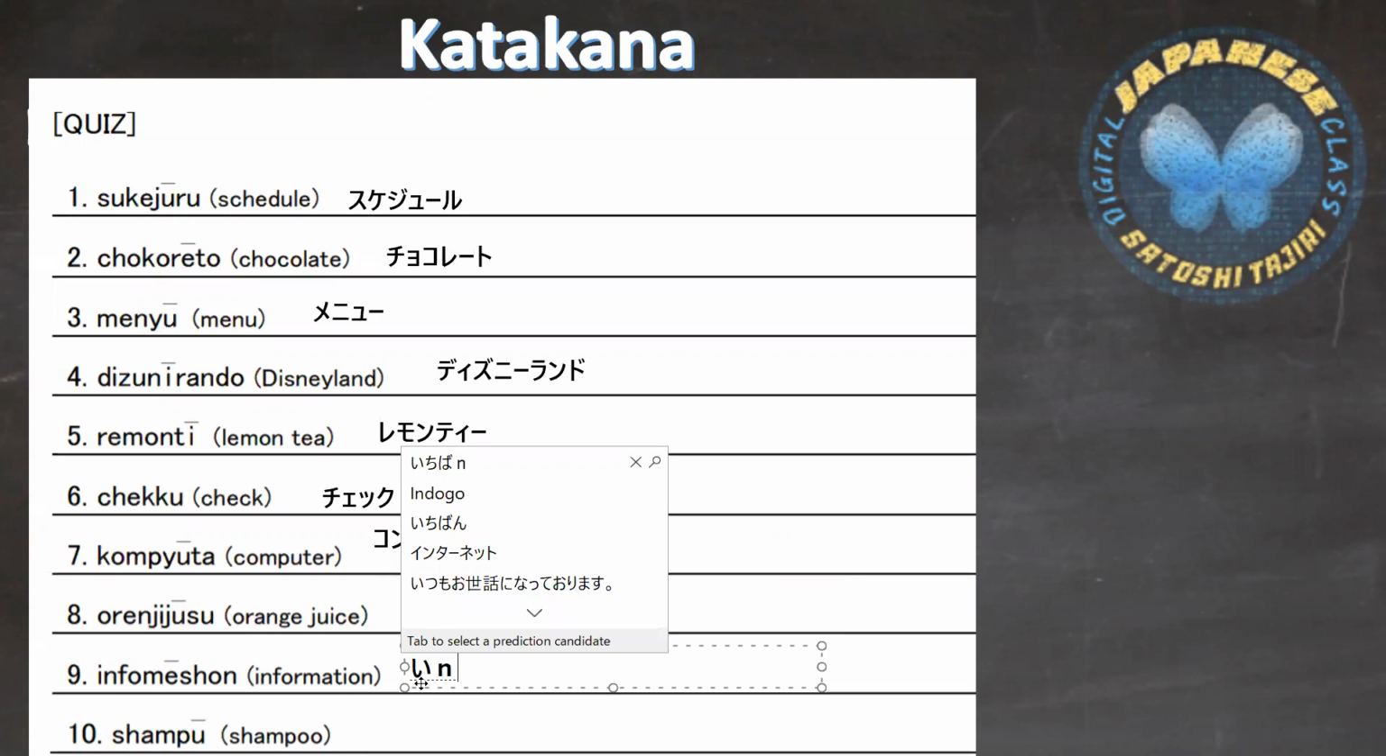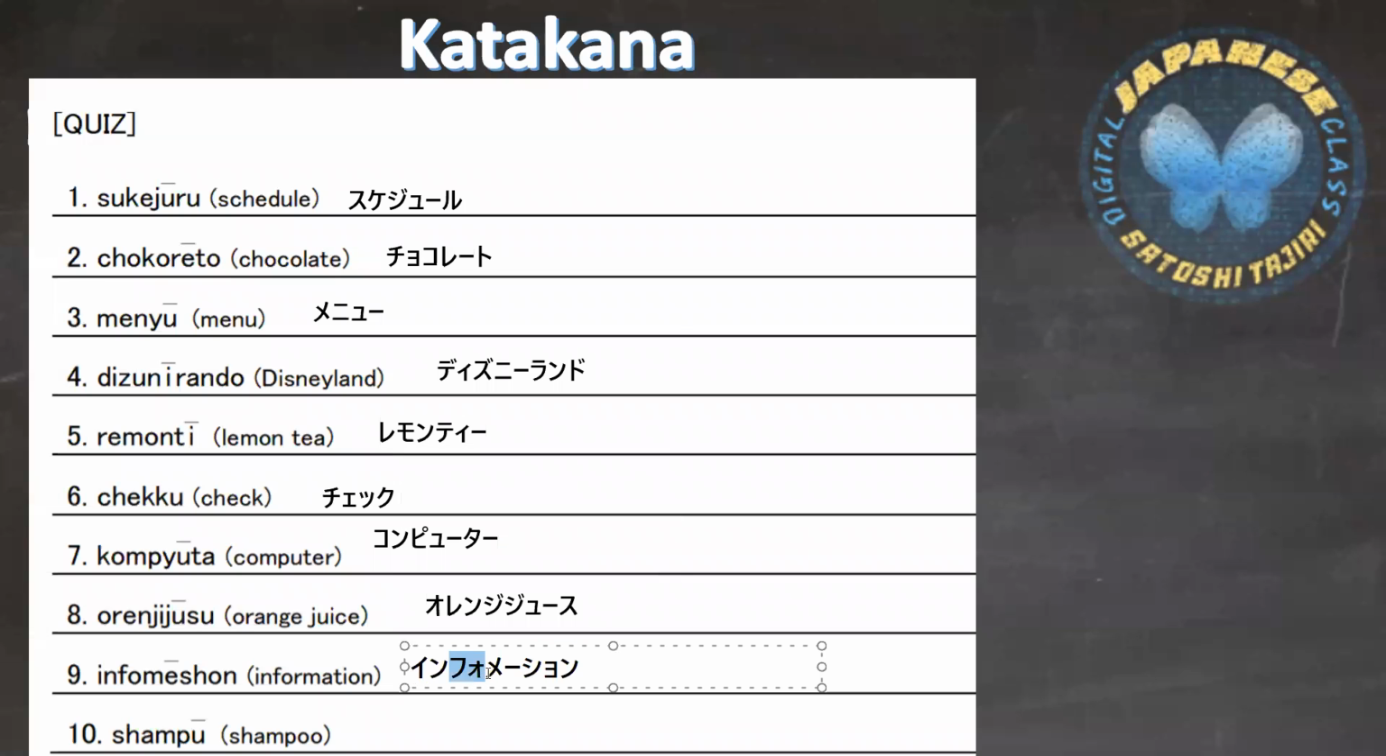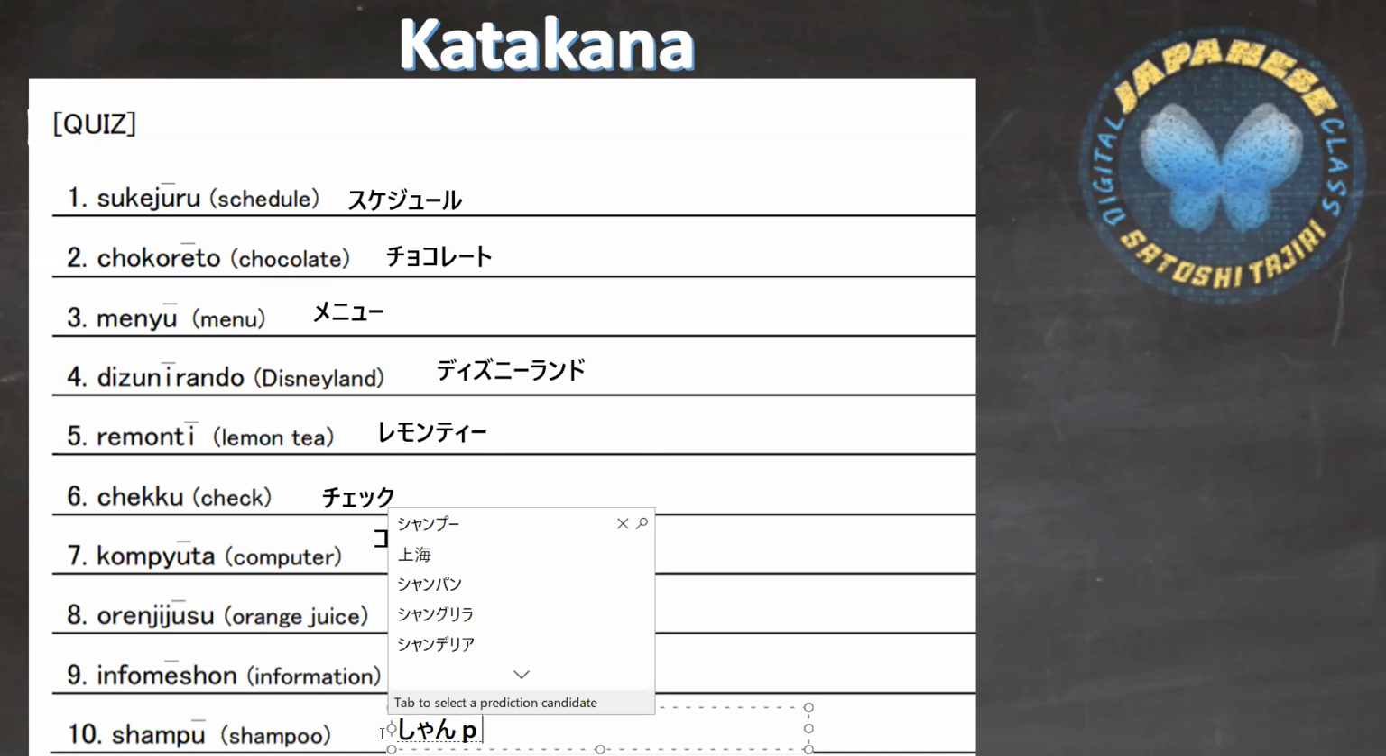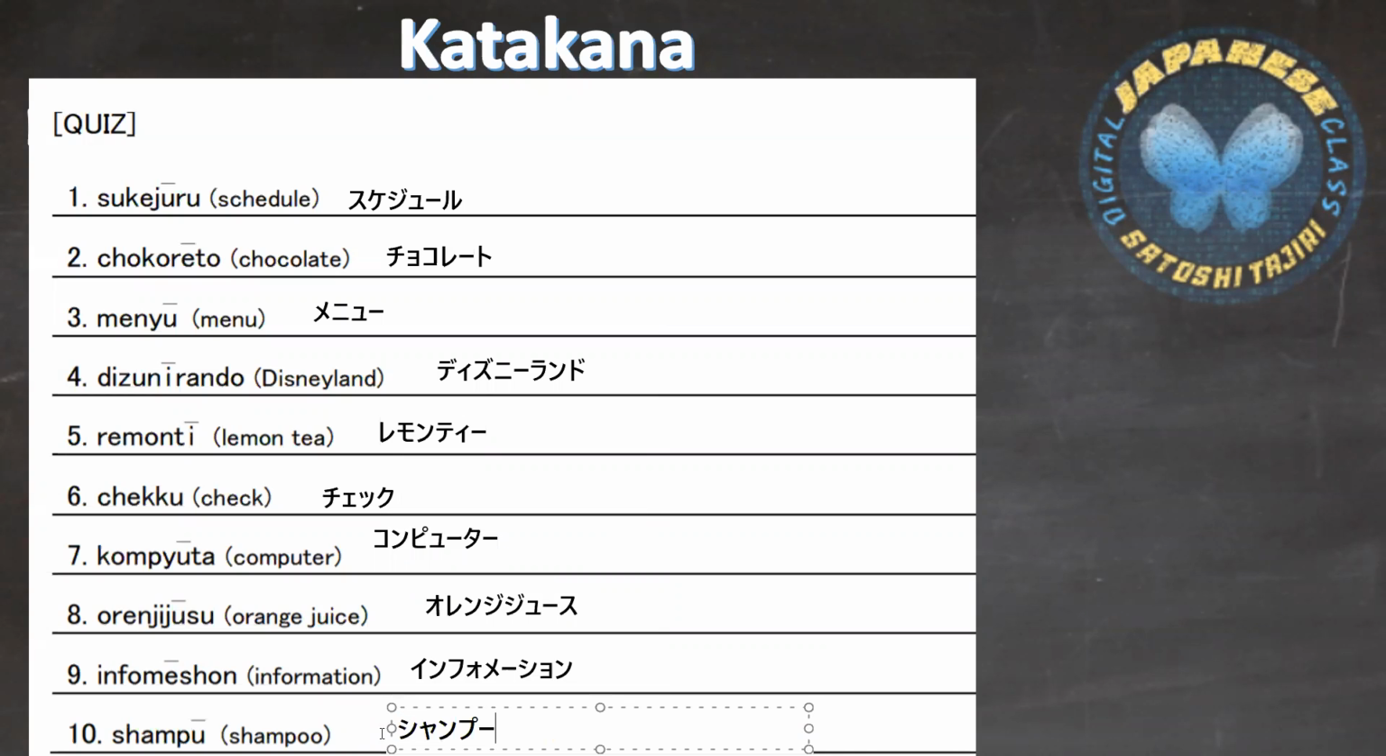Next one is we have our information. Information. So this one, we use here our fo, okay? Information. Then we have our shampoo, okay? Shampoo. So we use a long one here. Shampoo.